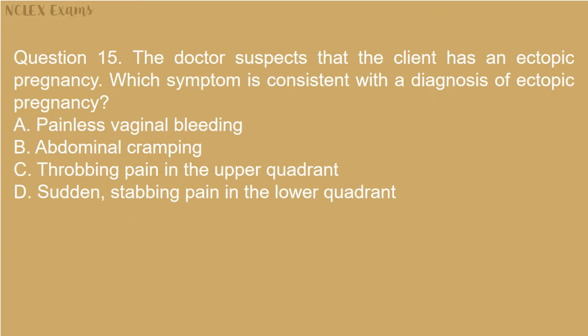Question 15. The doctor suspects that the client has an ectopic pregnancy. Which symptom is consistent with the diagnosis of ectopic pregnancy? A. Painless vaginal bleeding. B. Abdominal cramping. C. Throbbing in the upper quadrant. D. Sudden stabbing pain in the lower quadrant.